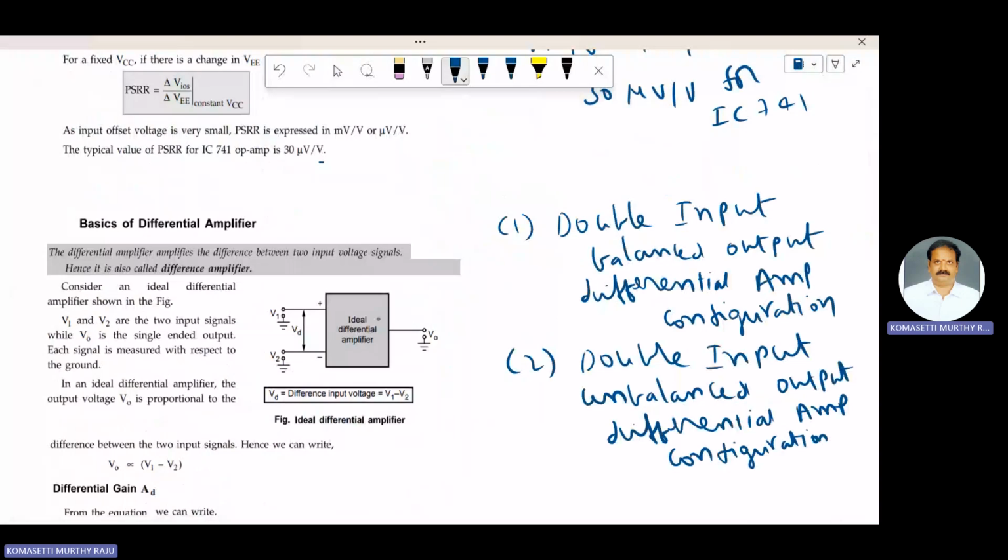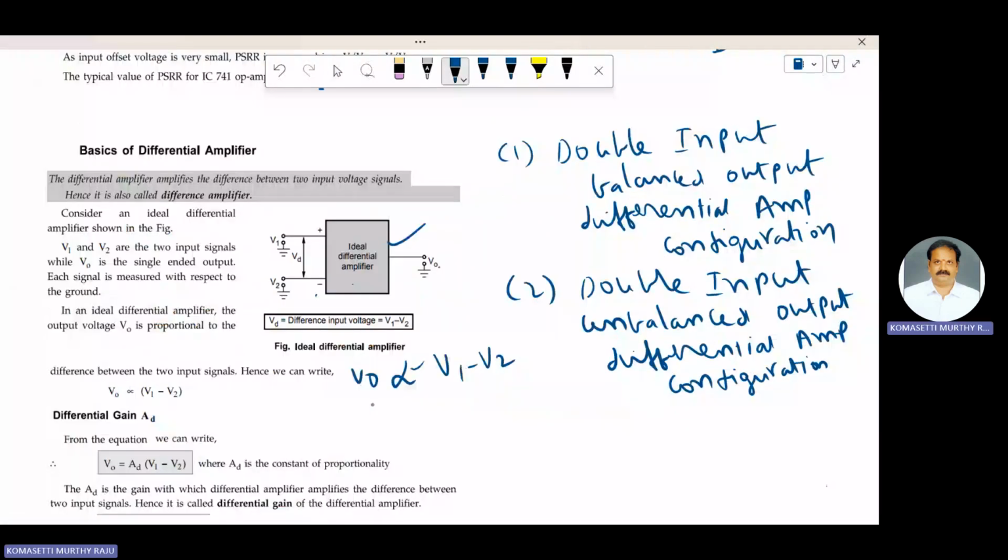Consider an ideal differential amplifier. It has two inputs, V1 and V2, and one output, a dual input, unbalanced output differential amplifier. V1 is the voltage applied at the positive terminal of the op amp. V2 is the voltage applied at the negative terminal of the op amp. VD is the difference between these two voltages. The ideal differential amplifier amplifies this difference. Therefore, the output voltage V0 is directly proportional to V1 minus V2.